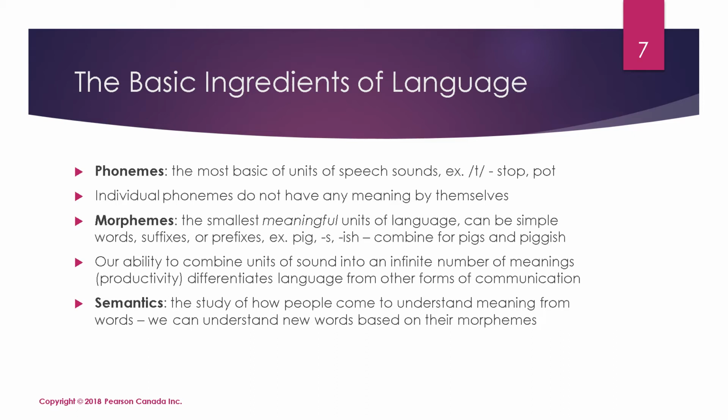So individual phonemes do not have any meaning by themselves. Phonemes are just the sounds made by particular letters or particular combinations of letters. They're the most basic unit of speech. They're what speech is comprised of, but they don't actually have any meaning on their own. Morphemes, on the other hand, are the smallest meaningful units of language. So phonemes are the smallest, but they don't convey any meaning, whereas morphemes, they're still small, but they are the smallest meaningful unit, so they actually convey some kind of meaning. So they can either be simple words, such as hit, they could be suffixes, so adding on s or ish to the end of a word, or even prefixes, like adding pre onto something.